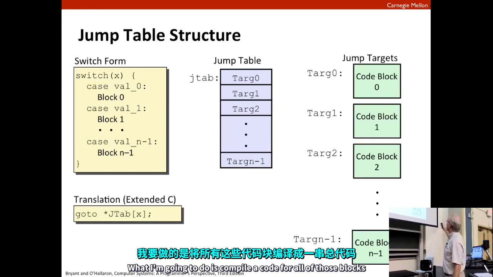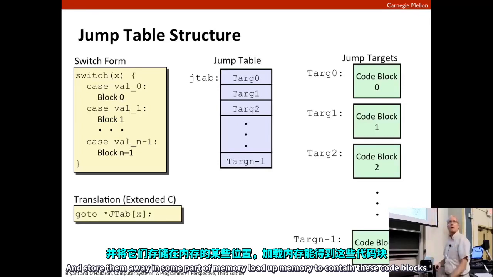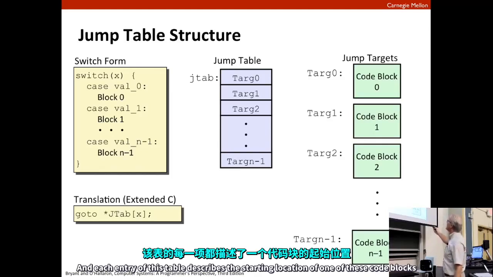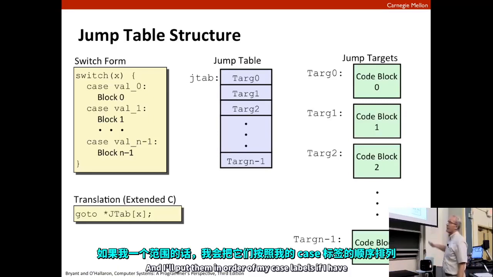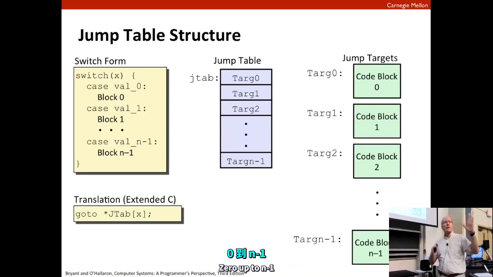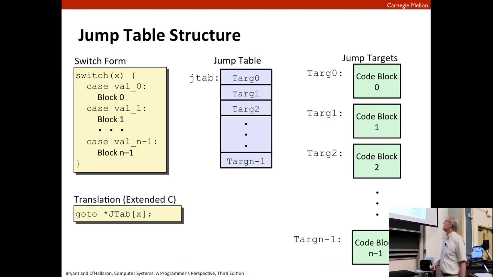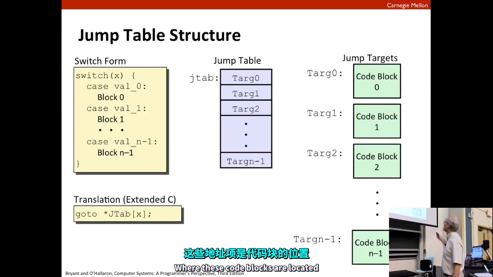What I'm going to do is compile code for all of those blocks and store them away in some part of memory, load up memory to contain these code blocks. And then I'm going to build a table. And each entry of this table describes the starting location of one of these code blocks. And I'll put them in order of my case labels. If I want to span a scope from, let's assume 0, but typically that's not the case, 0 up to n minus 1, this table will have that many entries of addresses to tell me where these code blocks are located.